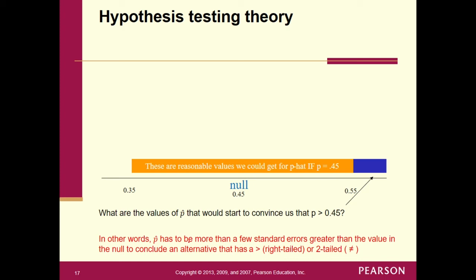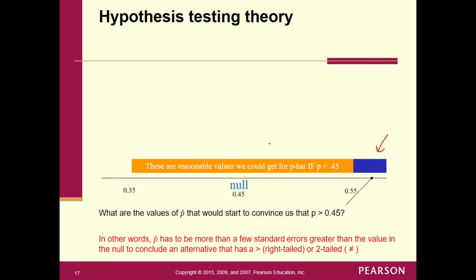In other words, p hat has to be more than a few standard errors greater than the value of the null to conclude an alternative that has a greater than sign. So if the alternative had p greater than 0.45, we would need not something just barely greater than 0.45. We would need something pretty far away, because we have to account for normal sampling error, because we know that p hat varies from sample to sample, and it could be less than 0.45, it could be greater than 0.45.